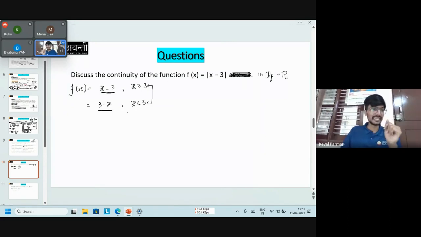Now we'll check at x equal to 3. We have to check three things. The functional value at 3, equality is here, so we'll use this definition. So 3 minus 3, which is 0. The functional value exists. Let's check the limit.